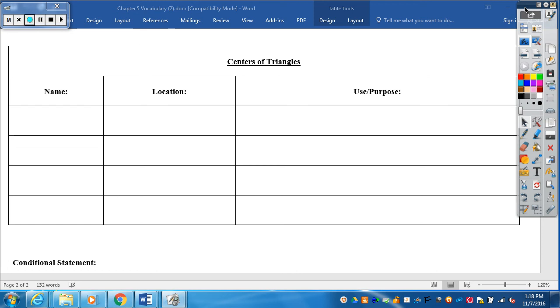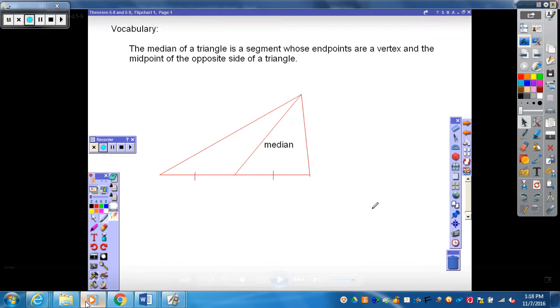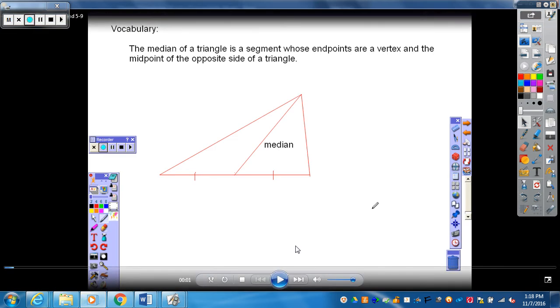Now, what we're going to do next is I want to show you something real quickly here. I know it's one of my famous videos here, but I'd like to go ahead and show you two more centers that occur within a triangle.